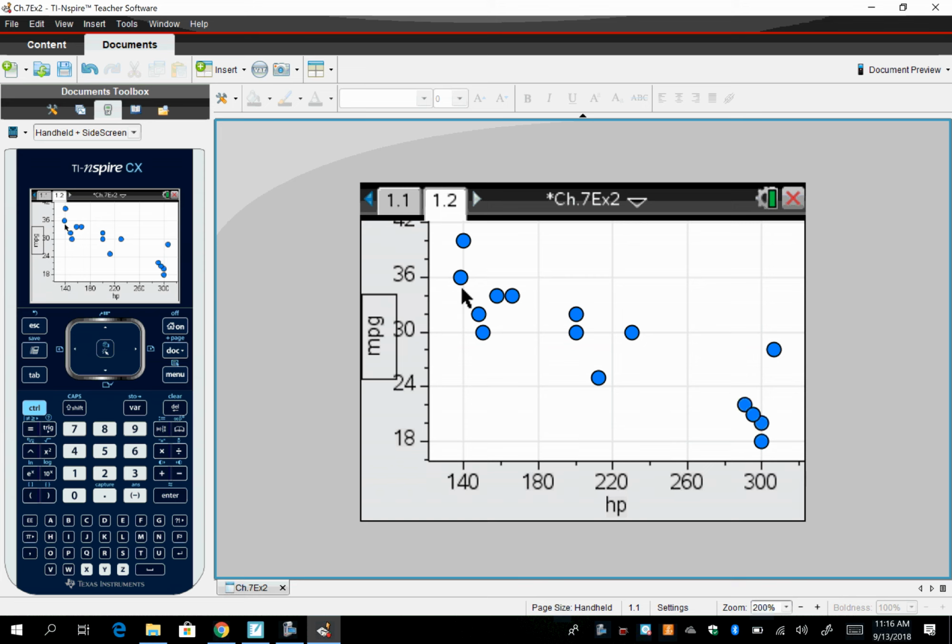So that mentioned direction, form, and strength, and it mentioned it in context. What was my context that I put in that sentence? Between horsepower and miles per gallon. You will get counted off points on the AP exam if you do not give context. If you just say there is a negative, linear, moderate association, period, you don't get full credit. Order doesn't matter. Good question, Tanya. I'm always going to think direction, form, strength, but order doesn't matter as long as you mention all 3.